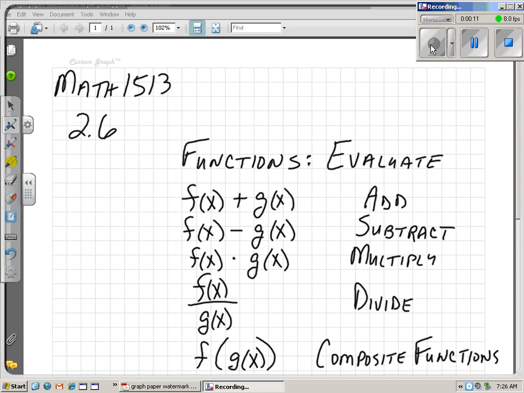We're going to talk about adding, subtracting, multiplying, and dividing functions. And we're going to talk about how to evaluate a composite function, that last one on the bottom there, f of g of x, running a number through one function and then running your answer through another function.